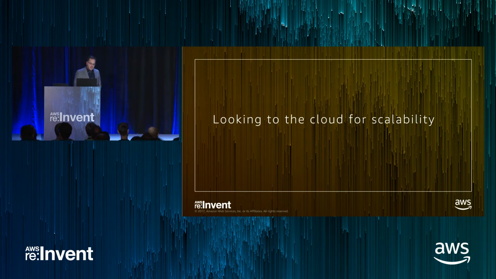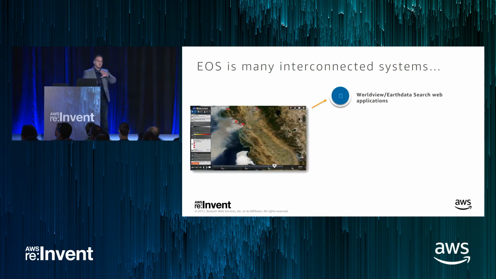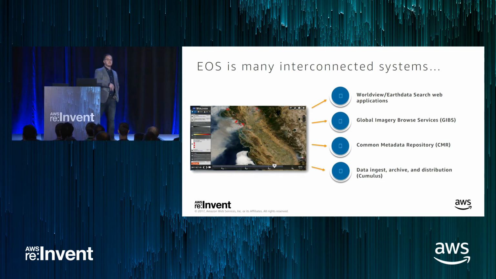So, as Kevin mentioned, EOS is really a set of interconnected systems, right? The one he showed is Worldview and Earthdata Search. That's sitting on top of a high-performance imagery system called the Global Imagery Browse Service. This is GIBS. You'll hear me mention that as we go forward. That's sitting on top of the Common Metadata Repository, the CMR, which provides search and indexing for all of that data, so you can discover the data that underlies the images that people are looking at. And then making all of this possible is ingest and archive capabilities. You're going to hear me refer to Cumulus. Cumulus represents the cloud transition that we're doing for this.